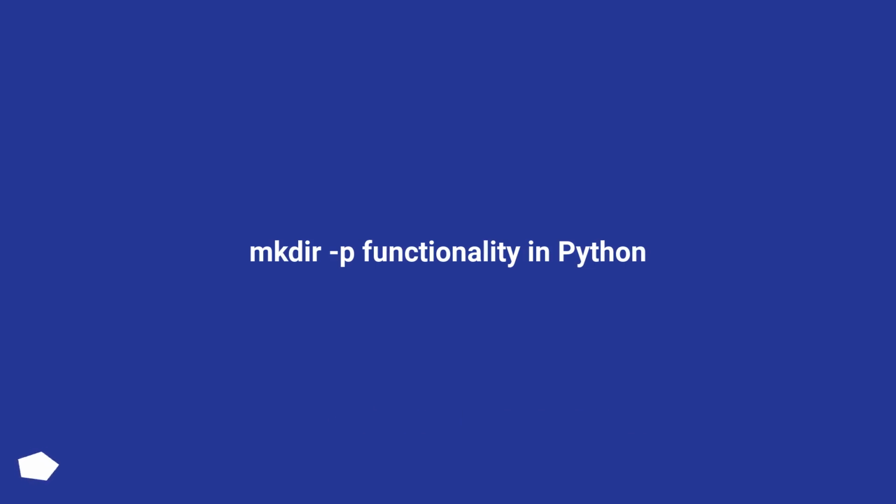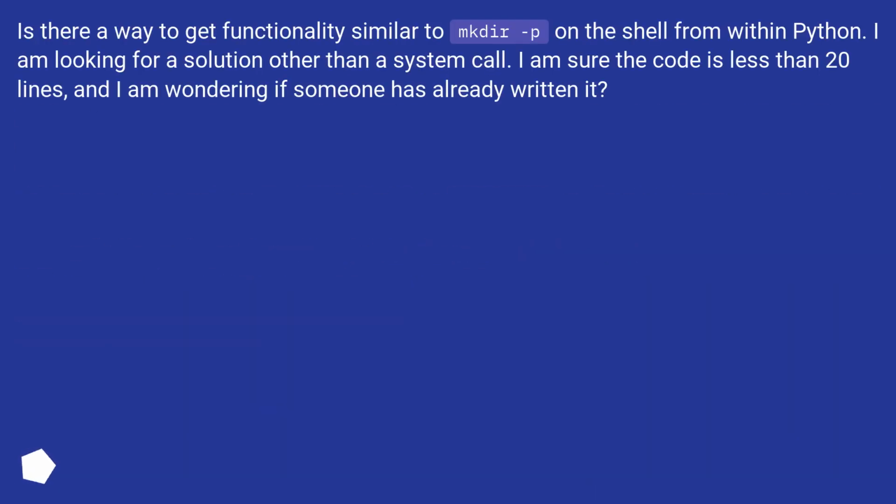with repeat functionality in Python. Is there a way to get functionality similar to mkdir on the shell from within Python? I am looking for a solution other than a system call. I am sure the code is less than 20 lines, and I am wondering if someone has already written it.